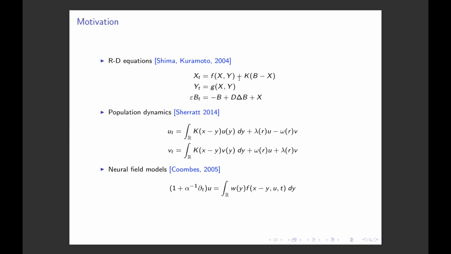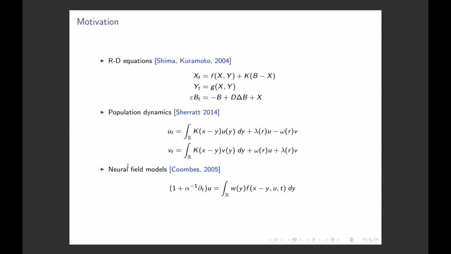So the result is going to be this non-local set of equations where now the convolution represents a non-local form of interaction. Other problems where you see this type of model come from population dynamics, including problems that come from neural field models. So this is kind of the motivation.